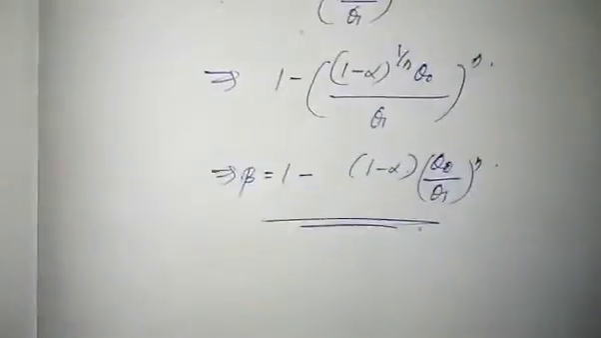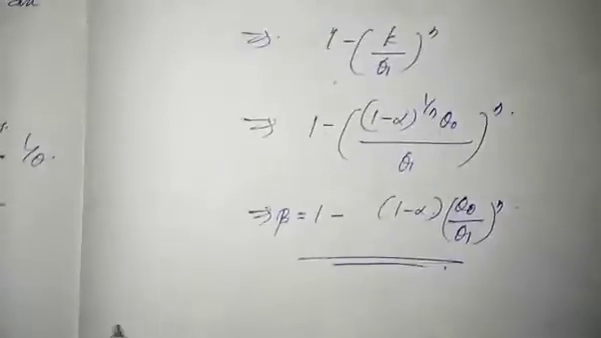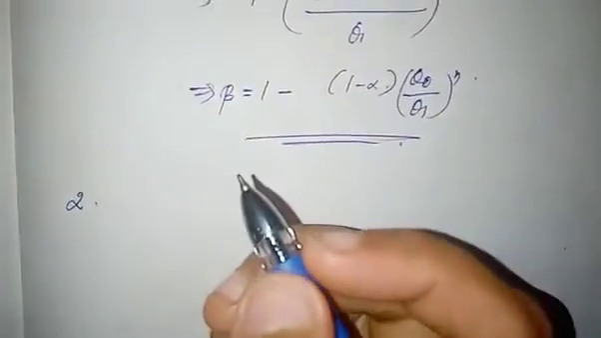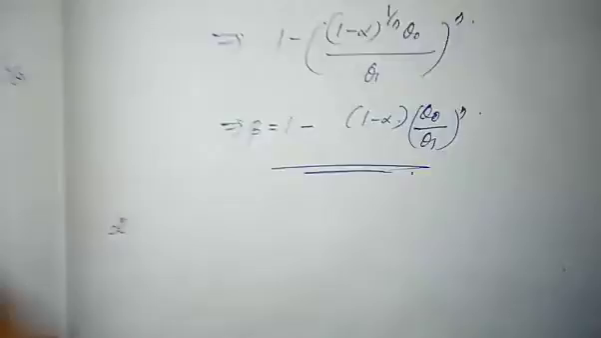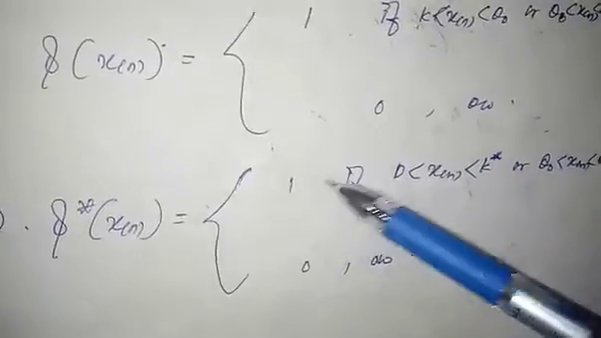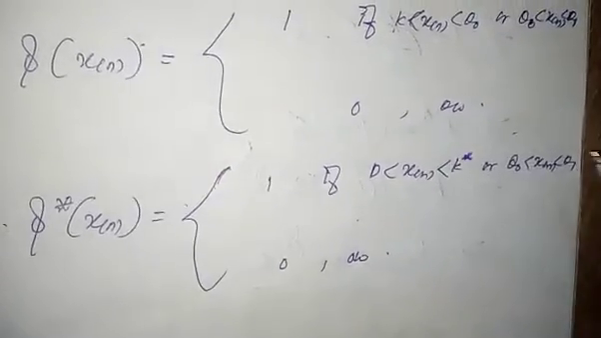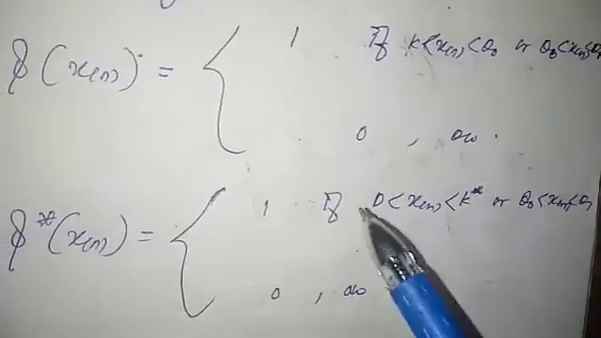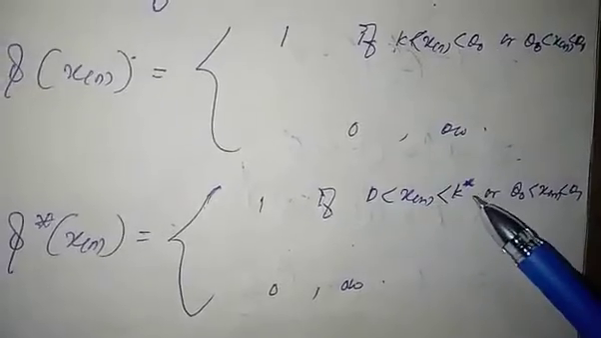Then consider the second test function, phi star of xn. Here the size of the test is the probability of 0 less than xn less than k star, or theta naught less than xn less than theta 1, equal to alpha, the size of the test. Using that we have to obtain what k star is and also the power of this test.